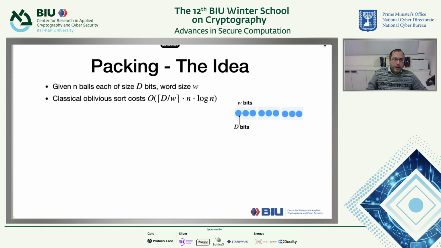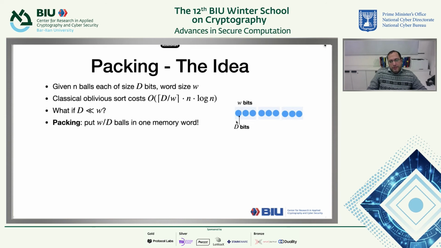So we are working in the RAM model where the word size is W, and say that you have n balls, each of size d bits. What is the cost of running an Oblivious sort on these balls? If your element doesn't reside in one block of the ORAM, you need several words. This is the cost of Oblivious sort. It's d over W times n log n. But what if d is much smaller than W?